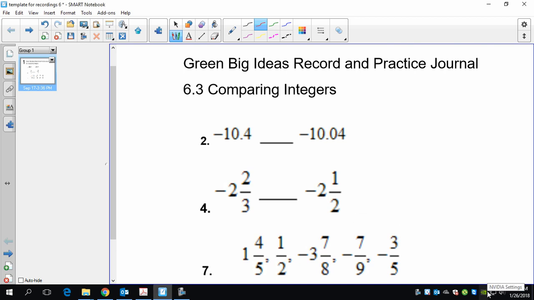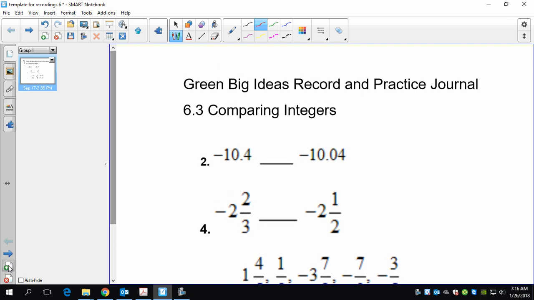We are on the Green Big Ideas Record and Practice Journal. We're working on 6.3 today, and we are comparing integers. For number 2, we have negative 10.4, and what we want to do is put in those symbols: greater than, less than, or equal to.